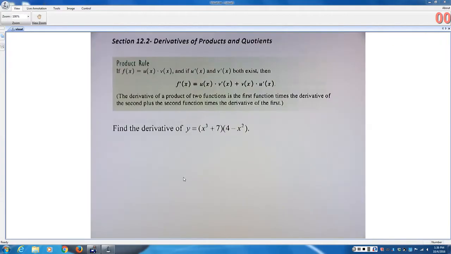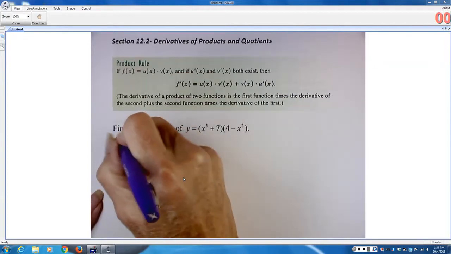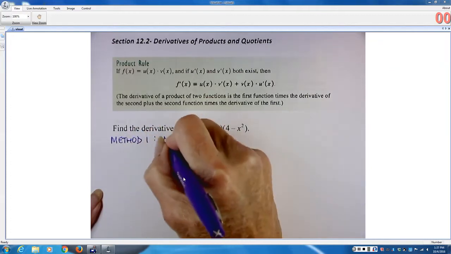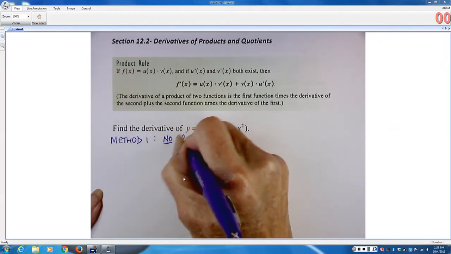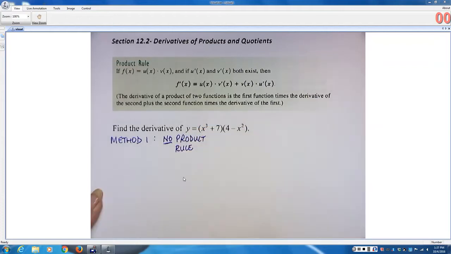So, before today, we could have actually done this first problem using the rules that we already have. What we would have had to do with the rules that we already know is convert it by actually multiplying this out.